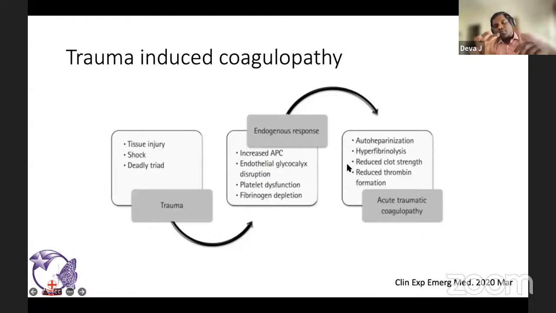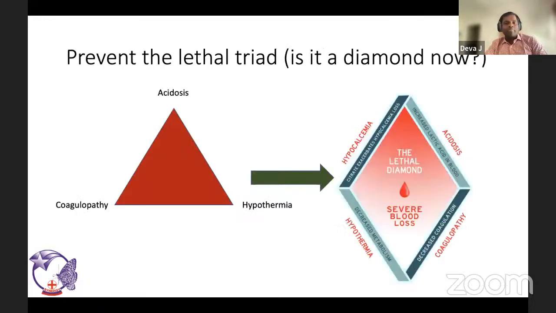So that's, in a nutshell, what happens. Tissue injury, your platelets are not working well, your fibrinogen is less, you have autoheparinization. On top of this, if you pour more and more crystalloids, you will dilute the coagulation factors further, and that will lead to further depletion of coagulation factors, including fibrinogen, and that leads to worsening of the coagulopathy. So this is trauma-induced coagulopathy in a nutshell.